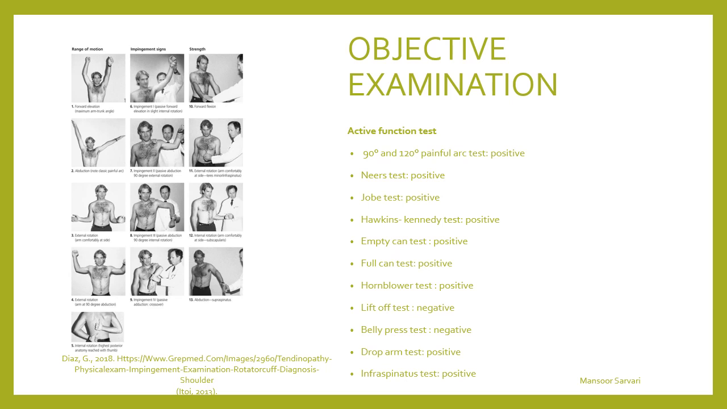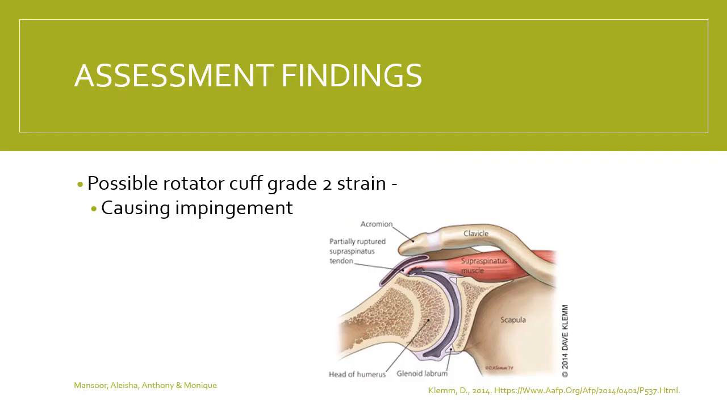We then completed an active function test to determine what structure within the shoulder region or glenohumeral joint was injured. The 90 to 120 degrees painful arc test was positive. All of the rest of the tests were positive except the lift-off test, which was negative. The belly press test was also negative. We suspect a possible rotator cuff grade 2 strain.